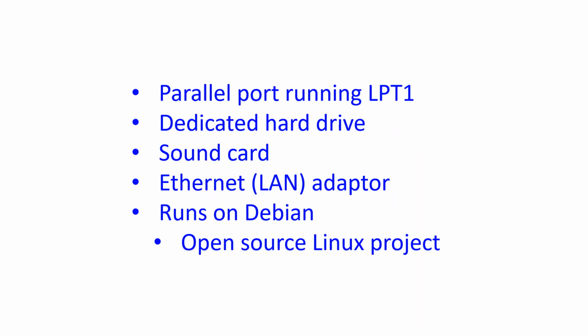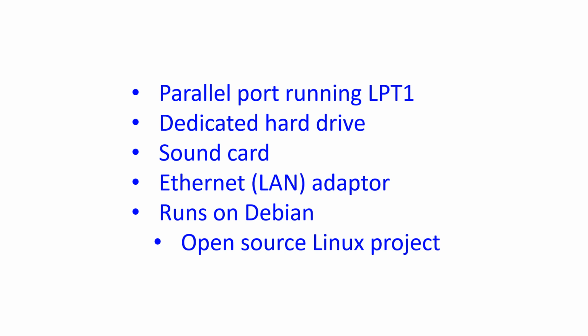The computer to be used for IRLP should have a basic parallel port running LPT1 in addition to sufficient processing speed, RAM, dedicated hard drive, sound card and Ethernet LAN adapter, according to the information available at IRLP.net, which was updated in May 2023. IRLP software is currently running on Debian, an open source Linux project with only about 500 MB on the CD and installs into about 2 GB on the hard drive.